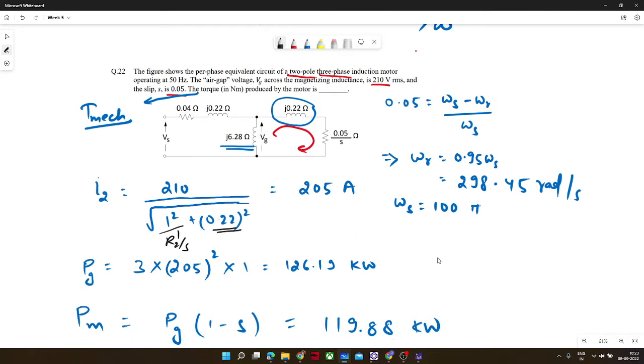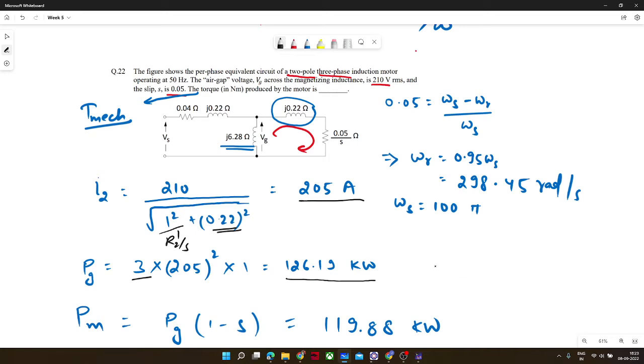One mistake we always make is that we do not care about the number of phases. Since it is a three-phase induction motor, we have to multiply by 3 I2 square into R2 dash by S. I2 we have calculated here. We multiply with R2 dash by S, and we get the air gap power equal to 126.19 kilowatt. That is the air gap power.